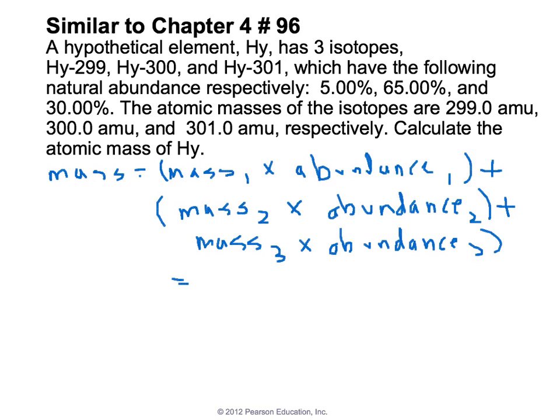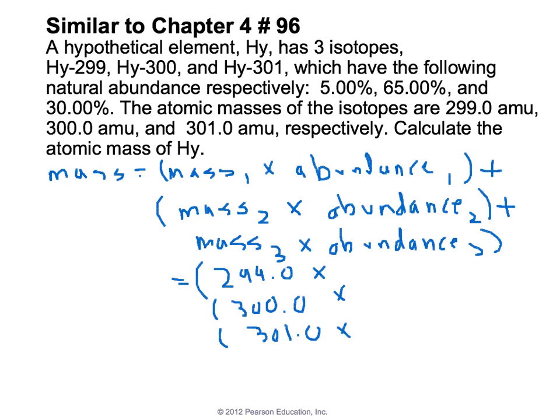Alright, so again, the masses are given to us. So that's this 300, this 301, and the 299. So I'm going to go ahead and put those in. And in the interest of space, I'm going to leave off the units. But when you do this, you should be writing in the units. That's one of the things that we got to get good habits on, is writing out all our units. Alright, so it's 299.0. And then the second one is 300.0. And then the third one is 301.0.